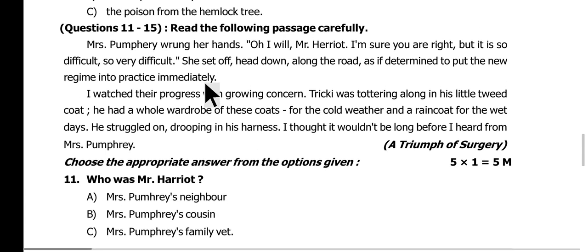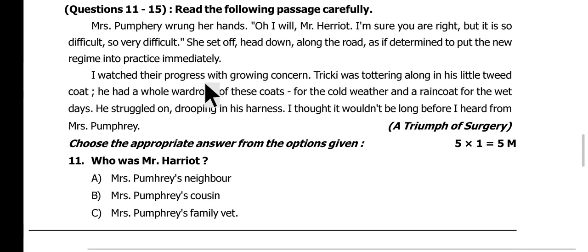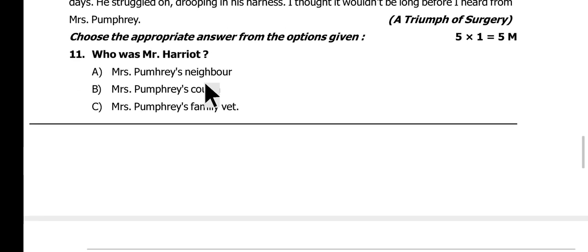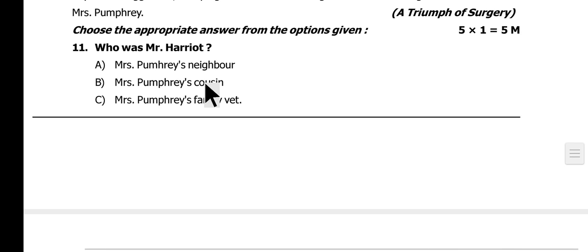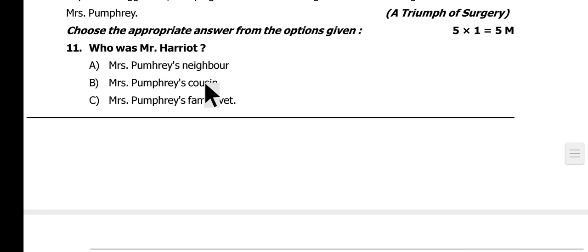Now 11 to 15 is the supplementary reader passage, A Triumph of Surgery. Mrs. Pumphrey wrung her hands. Oh, I will, Mr. Harriot. So this paragraph is followed by multiple choice questions. Who was Mr. Harriot? Mrs. Pumphrey's neighbor, Mrs. Pumphrey's cousin, Mrs. Pumphrey's family veterinary doctor who deals with animal diseases. Here the reference is Tricki the dog. So Mr. Harriot is a veterinary doctor.